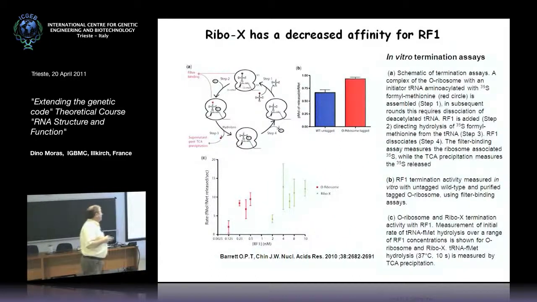And of course, now you see the system is working. It works in in vitro termination assays, to check that the system is really improving, with decreased affinity for RF1. If you read the details in this paper, you will see the whole explanation. So they implemented the system, and it is working efficiently, and this is a major achievement. Very important, because you can do that for other systems.